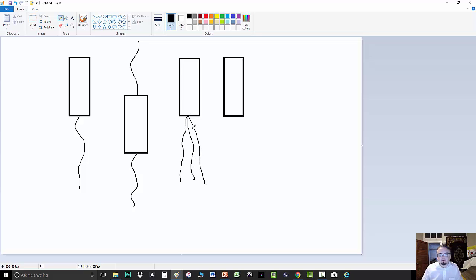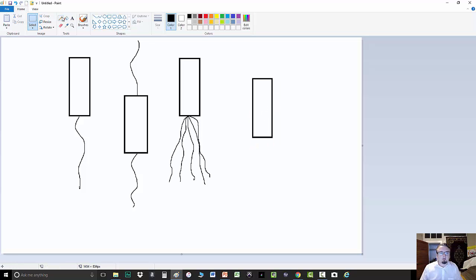It doesn't always specify how many, but about 4 or 5 there coming out of one end. And then with this last one here, we're going to show tails coming out all around the microbe, all around the bacteria, all sides like that. Okay, so these are the 4 basic, what we call arrangements.